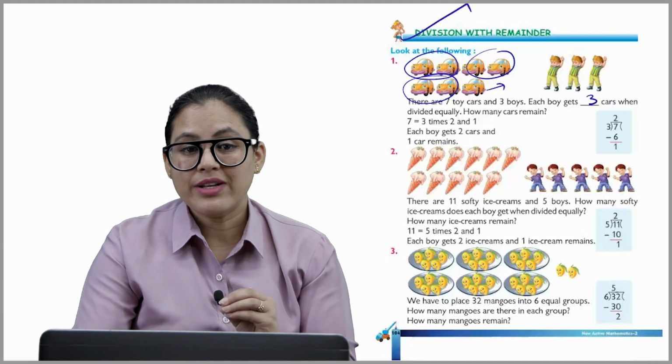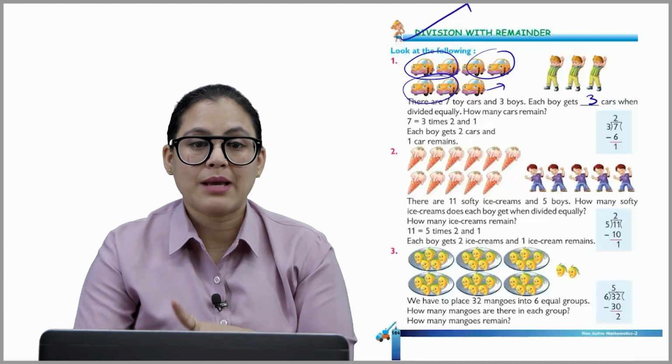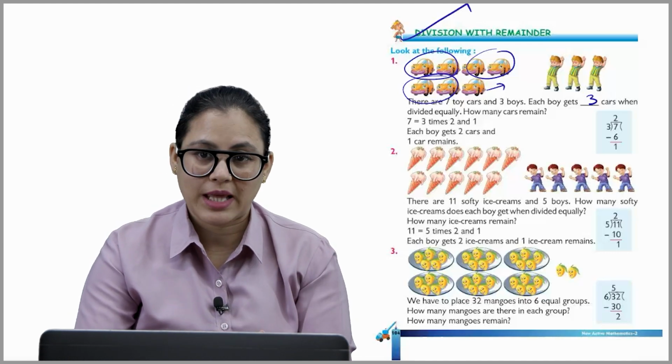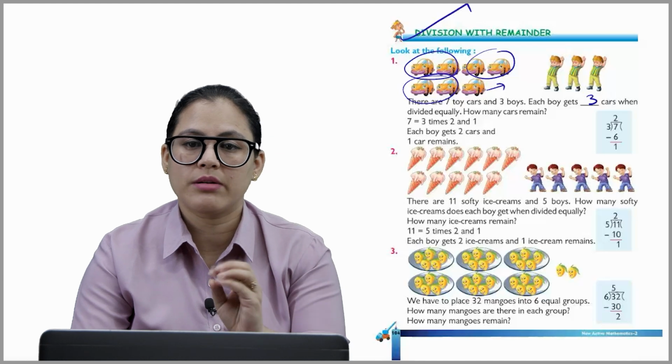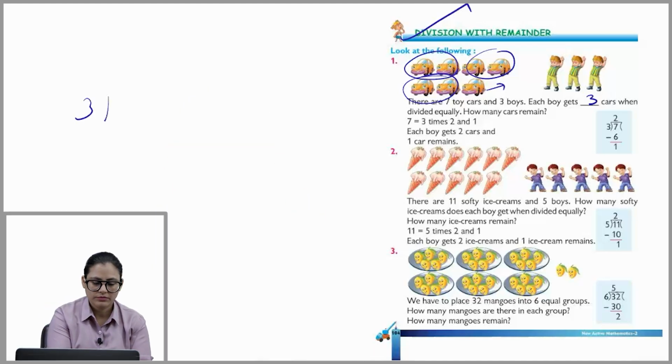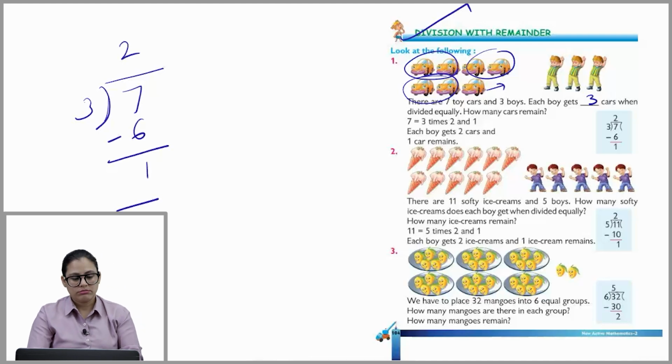So, 7 is equal to 3 times 2 and 1. That means each boy gets 2 cars and 1 car remains. See, when we divide it, 3 2s are 6, we'll subtract it, 7 minus 6 is 1. Now, 1 car remains. The second one is, there are 11 softy ice creams and 5 boys.